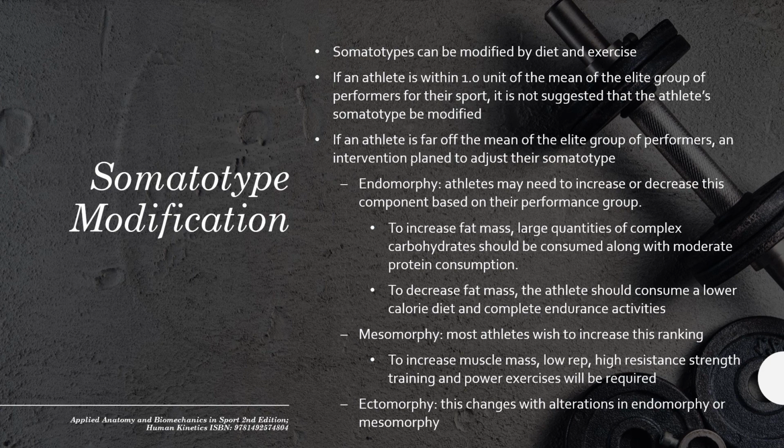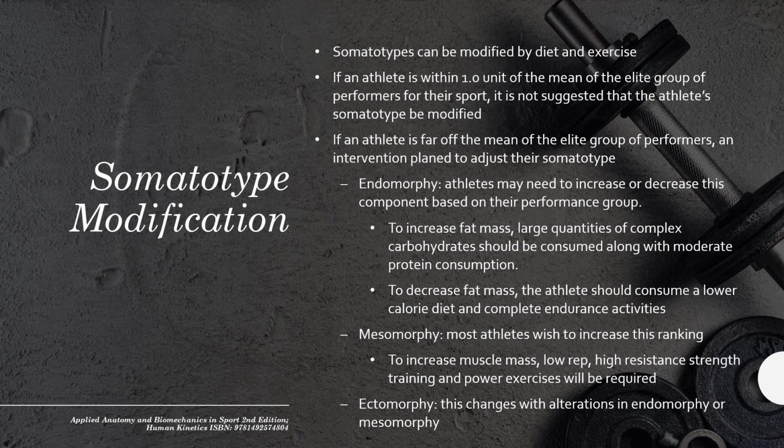If you have an individual that is very far over on the endomorphic side, carrying a lot of body fat, these athletes may need to increase or decrease this component based on their performance group. If it's found that this individual is underweight and it's unhealthy and they need to increase their fat mass, they can consume large quantities of complex carbohydrates along with some moderate protein consumption. They need to put on mass. However, if we have the flip side where an individual is too heavy and I want to decrease their fat mass, they consume lower calorie diets and complete endurance training activities.